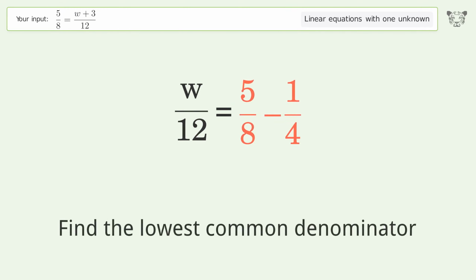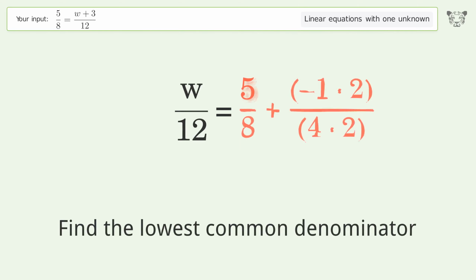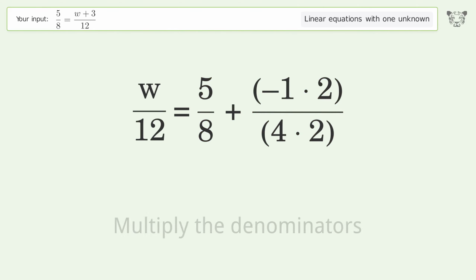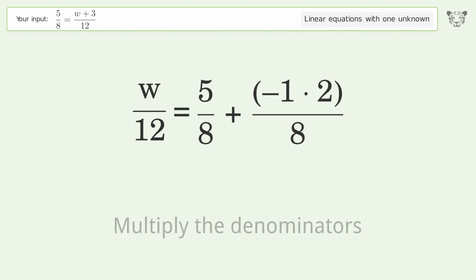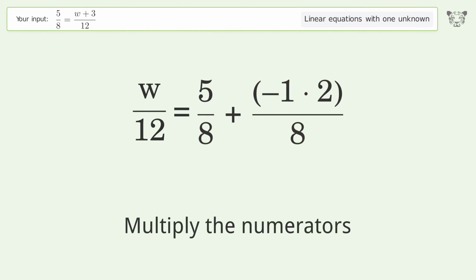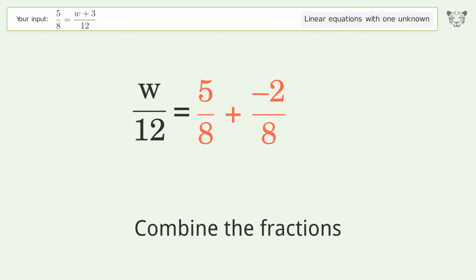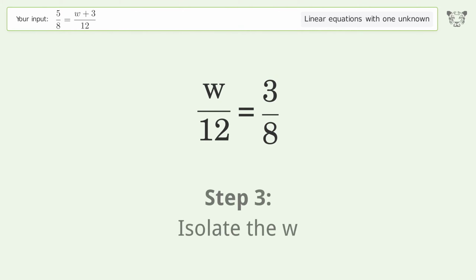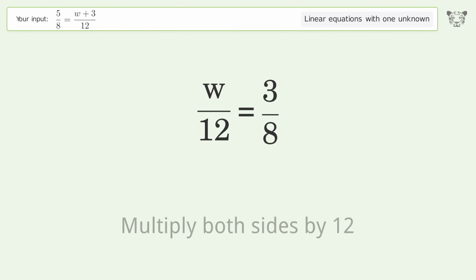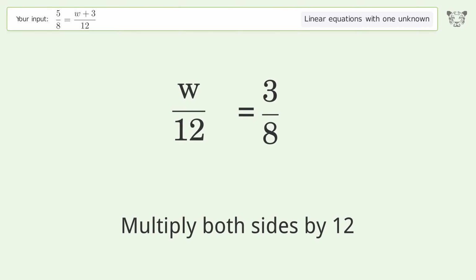Find the lowest common denominator. Multiply the denominators. Multiply the numerators. Combine the fractions. Combine the numerators. Isolate the w. Multiply both sides by 12.